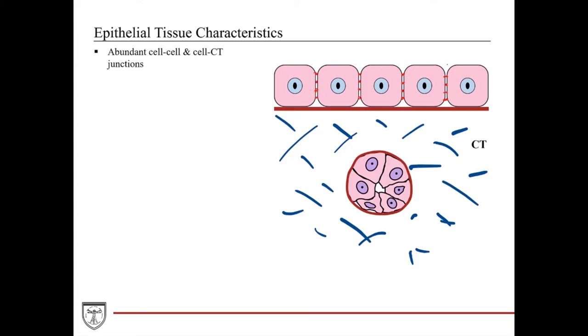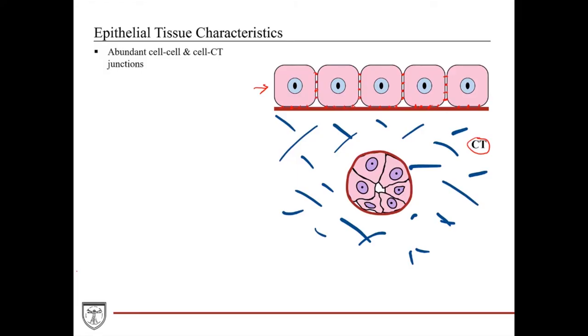Furthermore, the epithelial tissue is held pretty tightly to the underlying connective tissue here by cell-to-connective tissue junctions, specifically called hemidesmosomes, which we'll look at in more detail later. But very important also, and should they not function properly, you can imagine how the entire epithelial tissue may get lifted off of the connective tissue, which would be terribly painful and just not good.